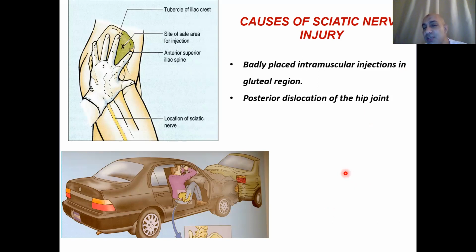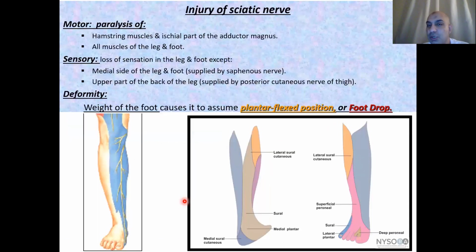What's the cause of injury of the sciatic nerve? Maybe a bad intramuscular injection, which is very rare. Posterior dislocation of the hip joint. This is in car accidents. In car accidents, there may be posterior dislocation of the hip joint, and the nerve is directly related to the back of the hip joint. So there may be a possibility for injury of the sciatic nerve in posterior dislocation of the hip joint.